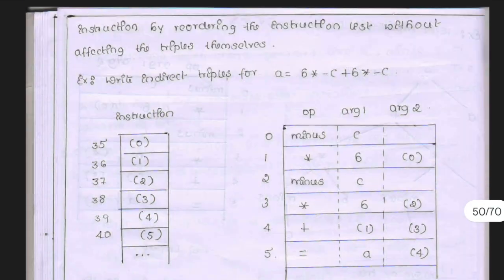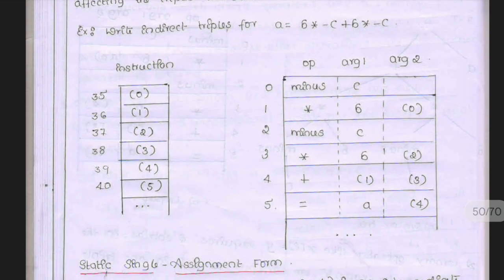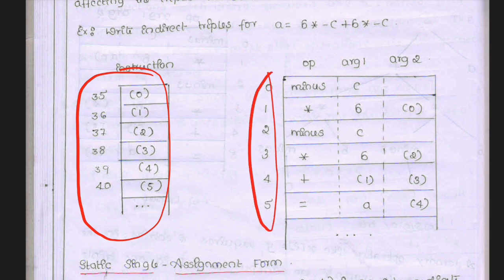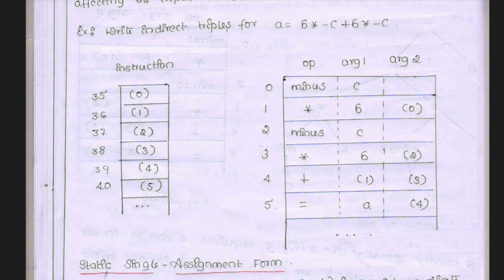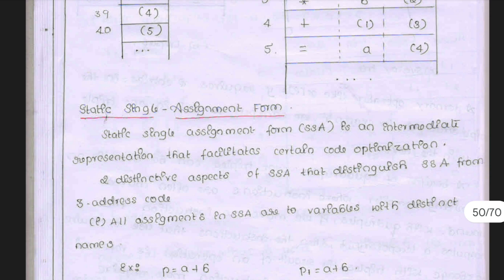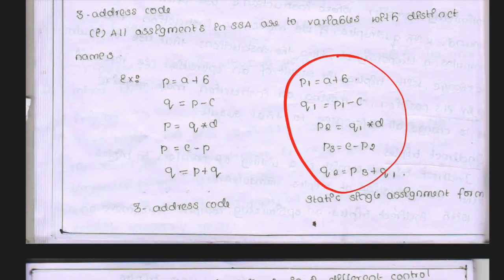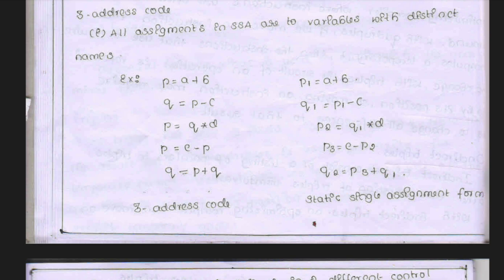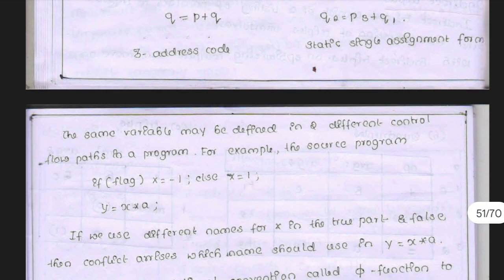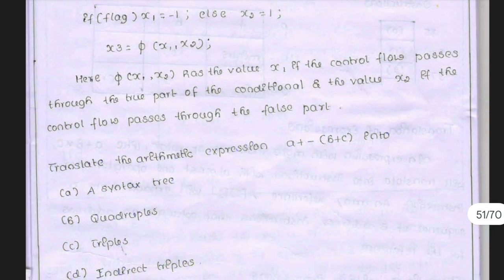And indirect triples are also the same, but you will be writing the instructions, and whatever values are present here, those values will be taken in a separate table. That's all what you are doing, nothing else. Static single assignment form is also the same thing here, just you will be having different notations for the variables. For example, instead of just taking p here, if p is getting its value changed, you will take that value as p2 instead of just re-updating the same variable. That's the only difference between 3-address code and static single assignment.